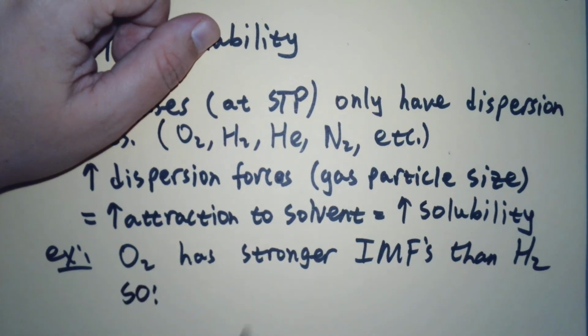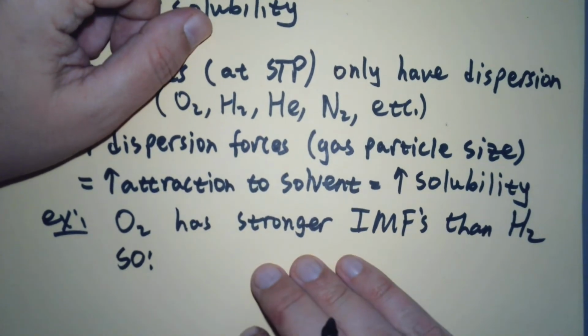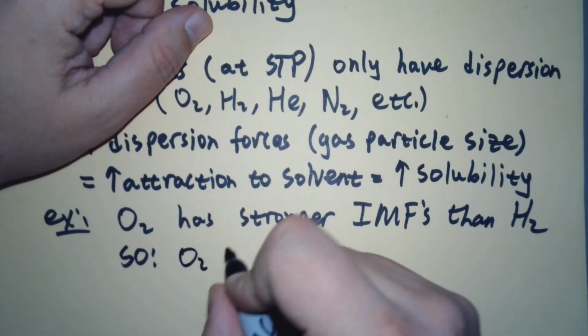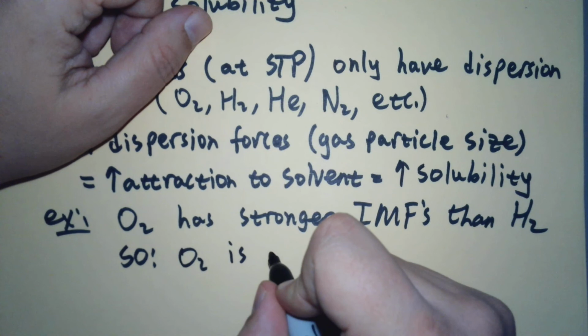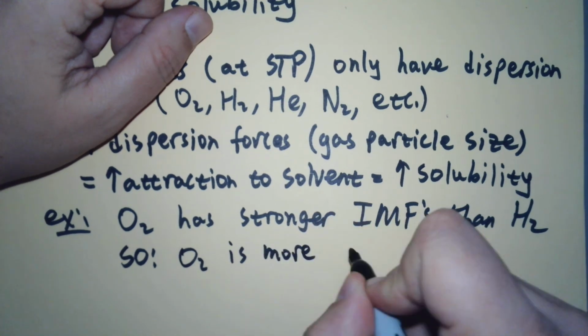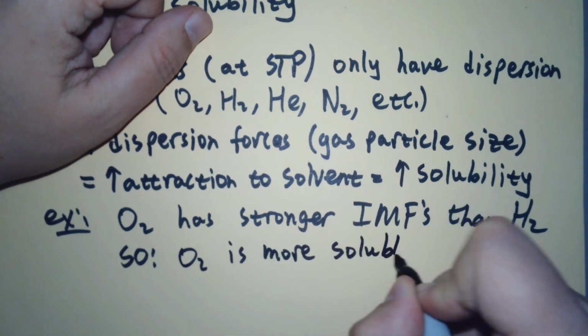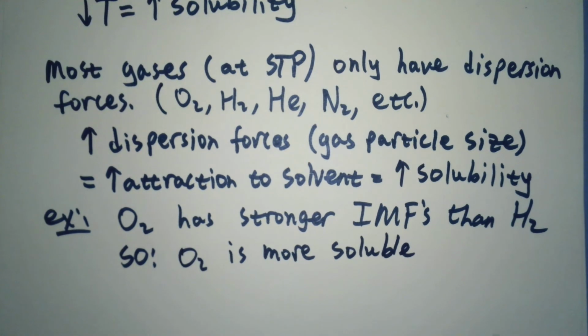So, if O2 is larger, it has stronger IMFs. So O2 is more soluble. More of it's going to dissolve than hydrogen in a given amount of water.